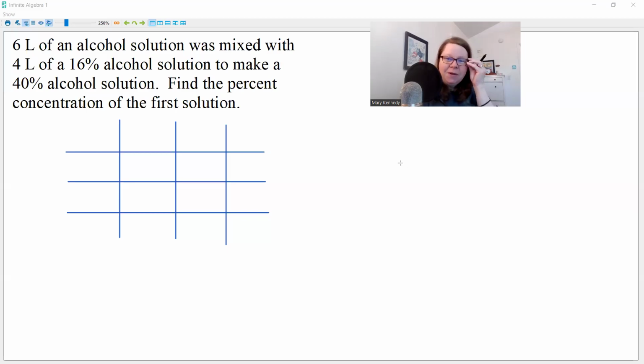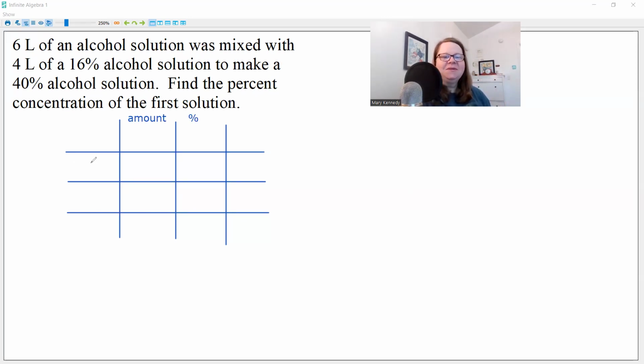All right, take a moment to read through this mixture problem. You may want to pause and come right back. As we do this, we're going to be keeping up with some information on a table. That's what these lines are for, just to make sense of the info that we have. All right, I'm trusting that you've read through it.